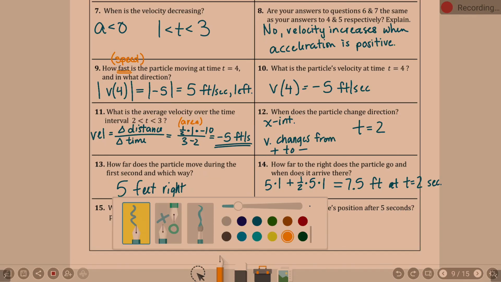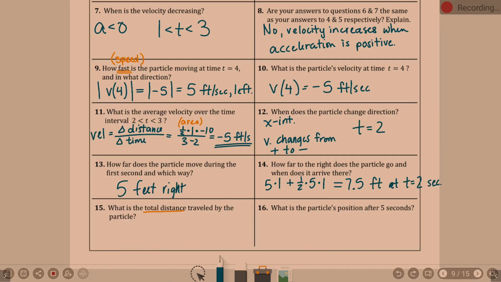Distance versus displacement. Mm-hmm. And you do have to be very careful. Okay, total distance, you're adding the magnitudes together, like the signs aren't there. Displacement is, okay, what's the distance from your beginning point to your ending point? Doesn't matter how many laps it took you to get there.